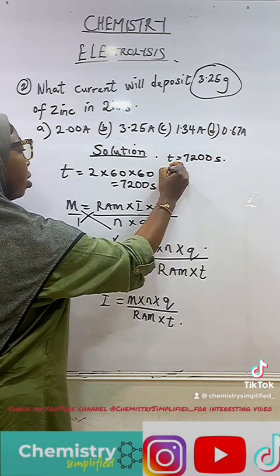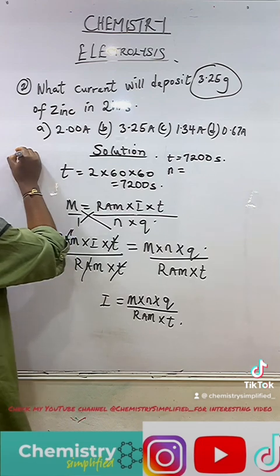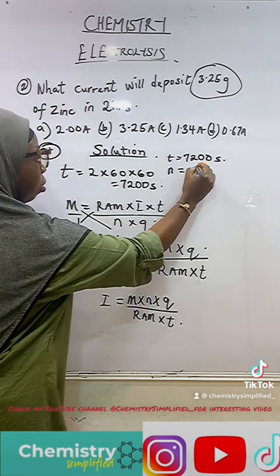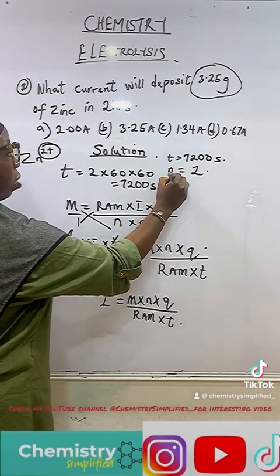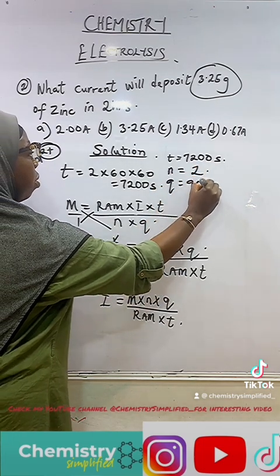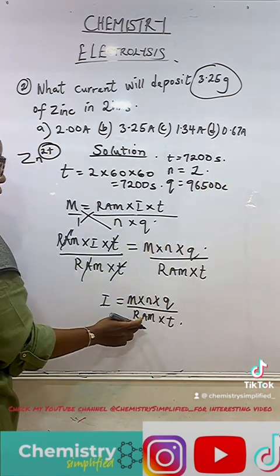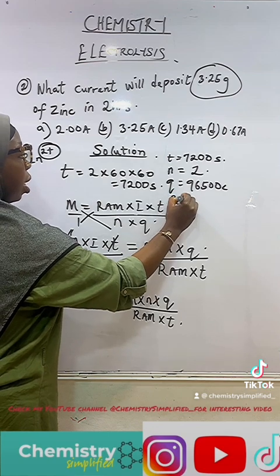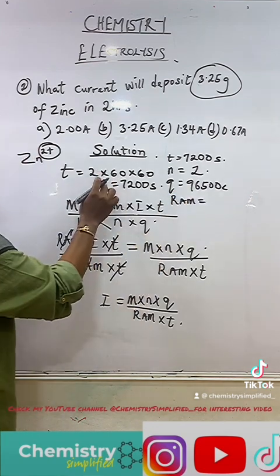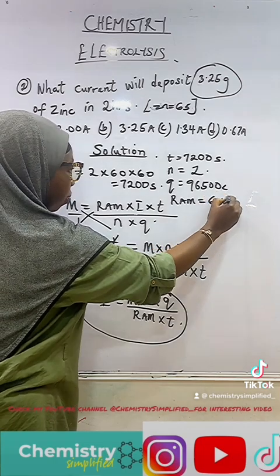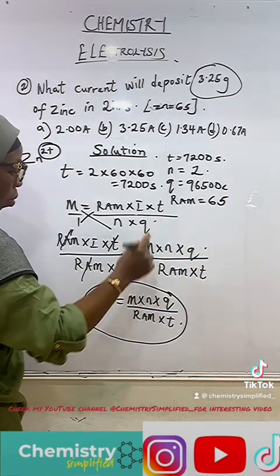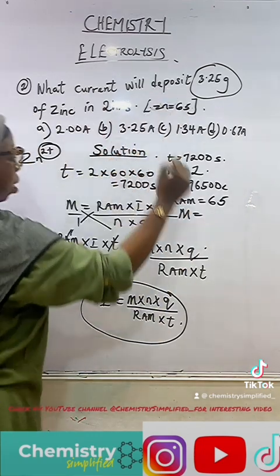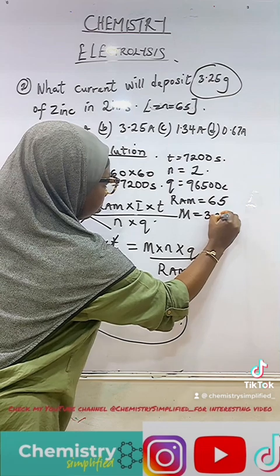My number of charges, which is my N, is going to be for zinc. Remember, zinc always has 2 plus. So my number of charges is 2. Then what else? My Faraday constant is always 96500 coulombs. Then my molar mass. I've been given the molar mass, RAM, to be what? My RAM, which is 65. Then, which other one? Mass. We have also been given mass to be 3.25 gram.